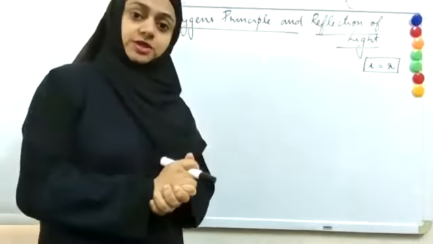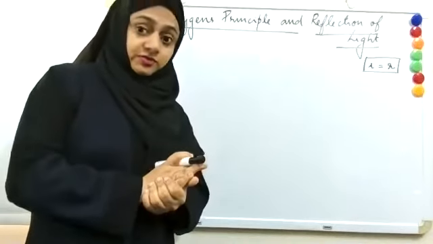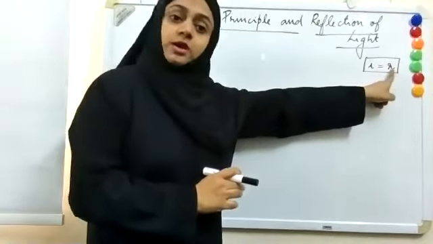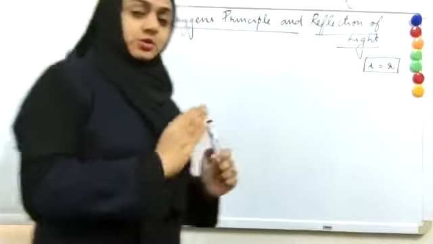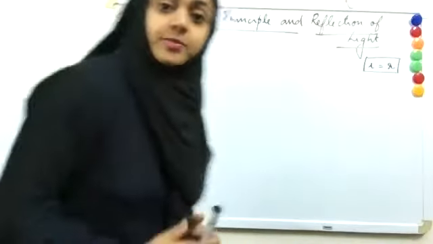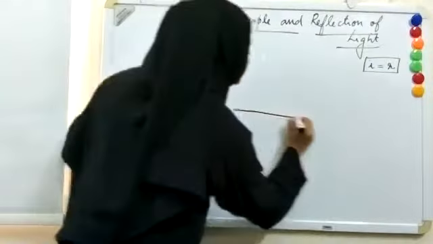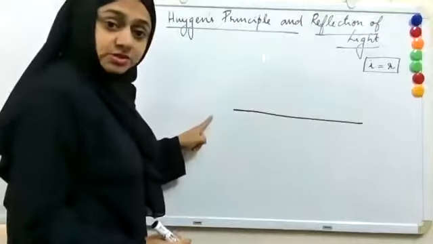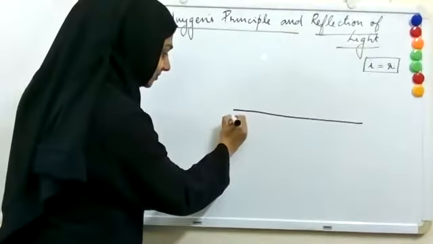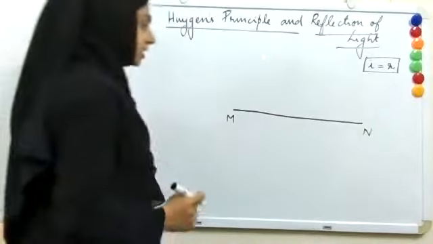What is the law of reflection of light? According to the law of reflection, the angle of incidence should be equal to the angle of reflection. For reflection to occur, we need a mirror. So let me consider a mirror. Is this straight to you? So MN is a straight mirror.